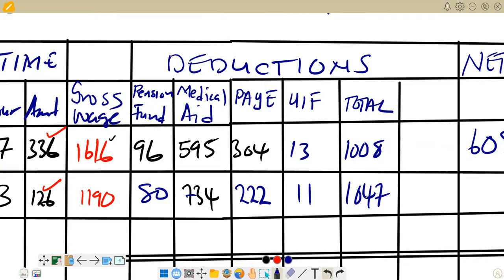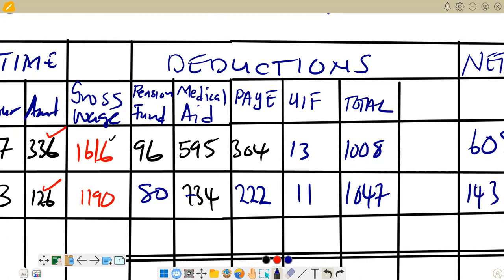1,047. And then net wage, we are now saying gross wage, we subtract deductions. So we are saying 1,190 minus 1,047. The answer that you are supposed to get there is, let's see the actual answer that we have there. We've got 1,190. Then we subtract 1,047. We are supposed to get 143. 143 is our net wage.